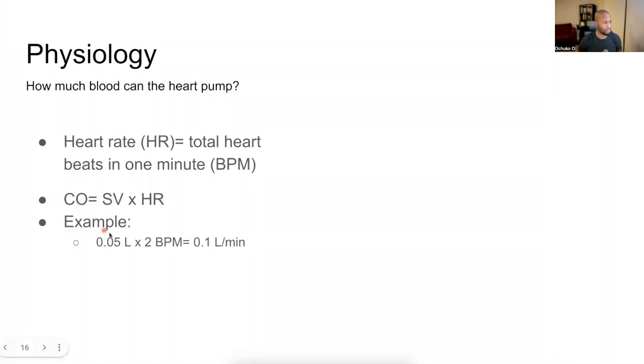So if we look at this example here, we're using an example where the heart is potentially beating at 2 beats per minute. So in a minute, the heart's going to beat twice. So we'll have 2 cardiac cycles there. And the stroke volume is 0.05 liters. So if we take that and we multiply it, it means that in 1 minute, we had 0.1 liters that was put out in that minute. So this is just an example. It's not a real amount. You'll be dead if your cardiac output was this low.